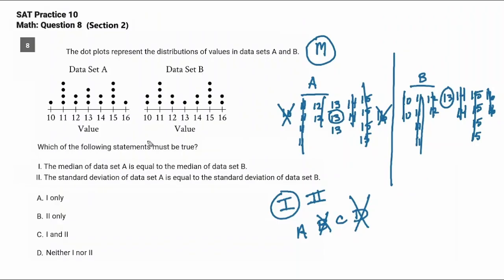So look at these dot plots. Are they exactly the same? They're not. So the standard deviations are not the same. So 2 is gone, right? And that means that C is gone. And so the answer is A. You can get this problem right, you know you're right when you leave it, and you move on.